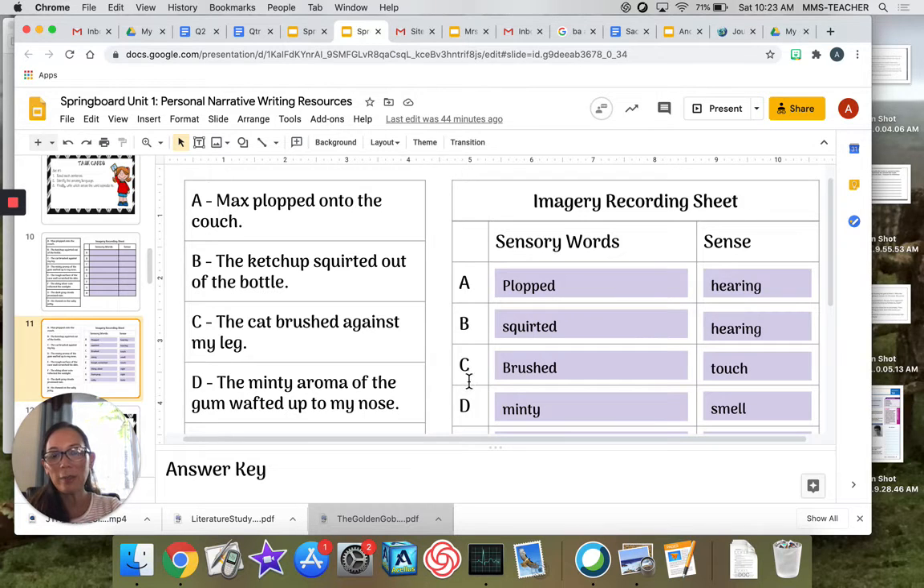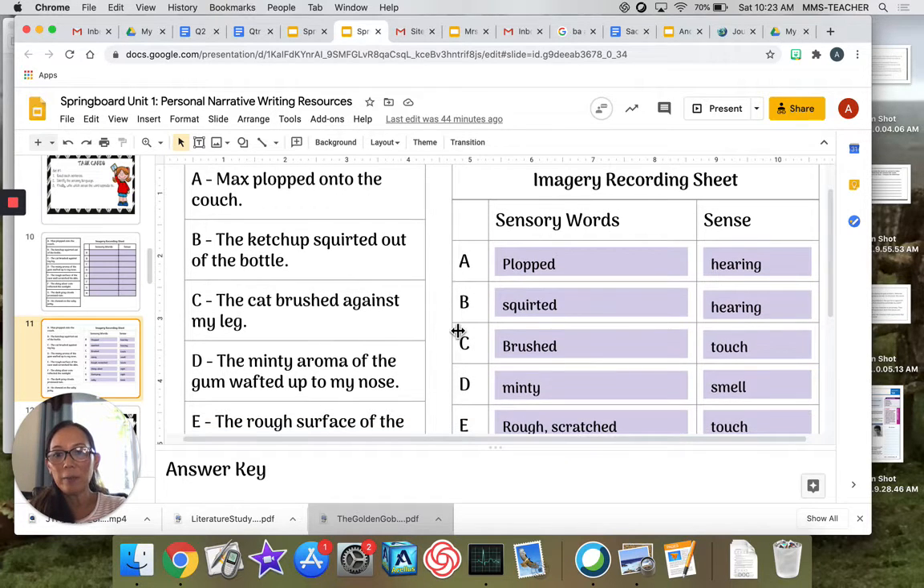Sentence B: the ketchup squirted out of the bottle. And so the sensory word in sentence B is squirted. And the sense that it appeals to is hearing. Sentence C: the cat brushed against my leg. So the sensory word there is brushed. And the sense would be touch.